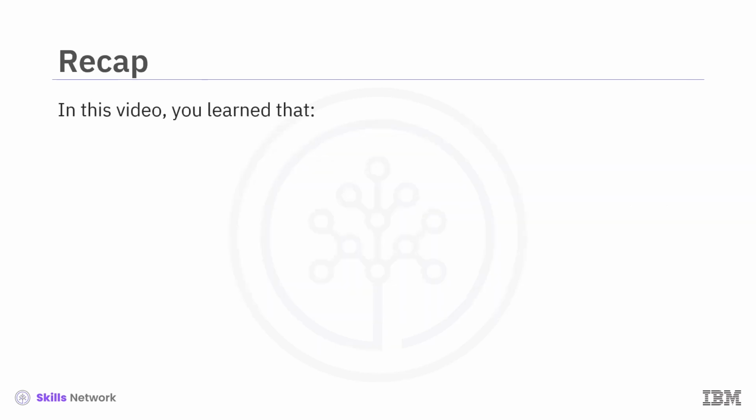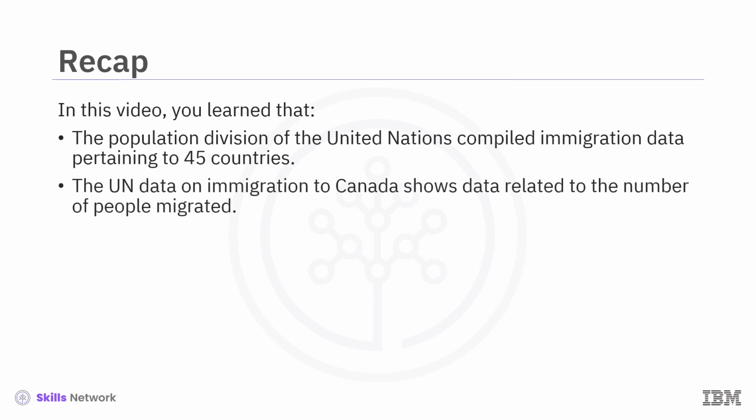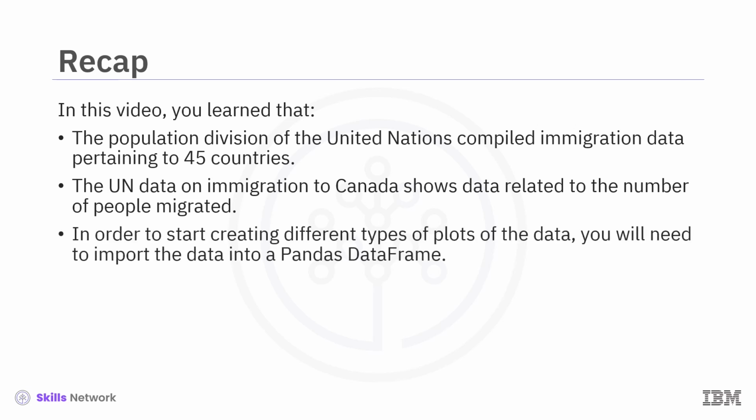In this video, you learned that the Population Division of the United Nations compiled immigration data pertaining to 45 countries. The UN data on immigration to Canada shows data related to the number of people who migrated. In order to start creating different types of plots of the data, you will need to import the data into a Pandas data frame.